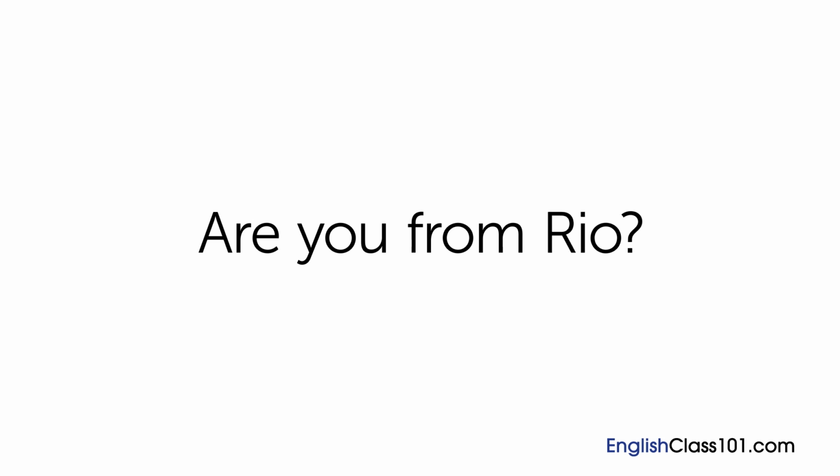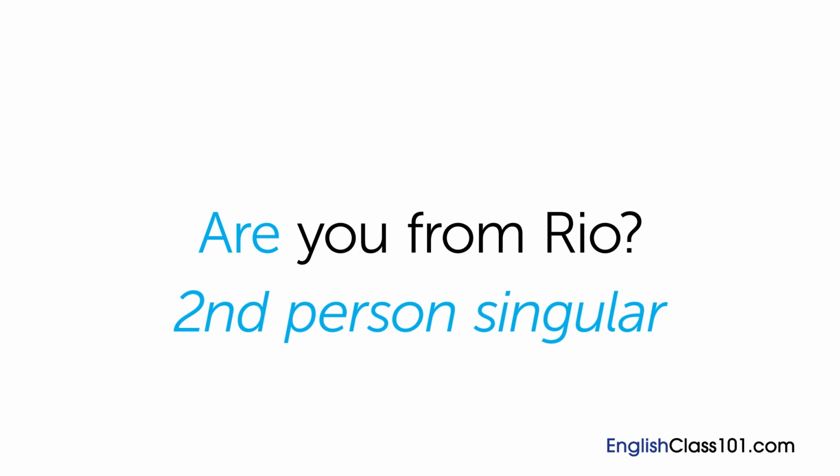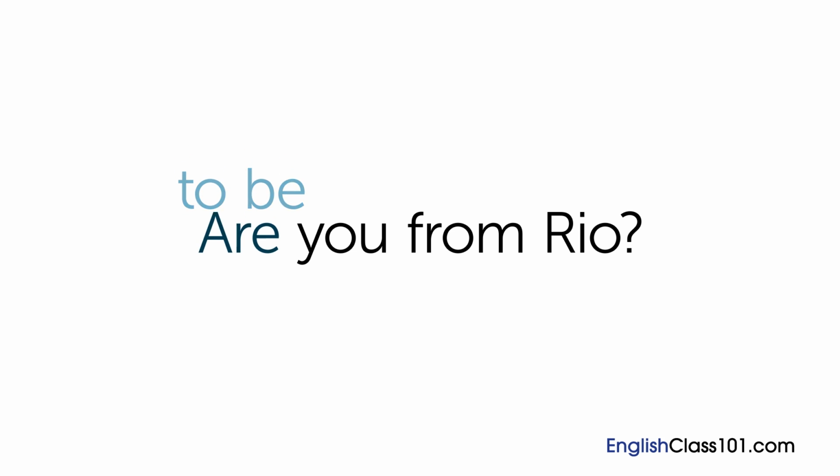Do you remember how Anna asked Gustavo if he was from Rio de Janeiro? Are you from Rio? First is the second person singular form of the verb to be. Are. Next is the word you. After this is the word from, and last is a city name. Rio. Together, it's, Are you from Rio?